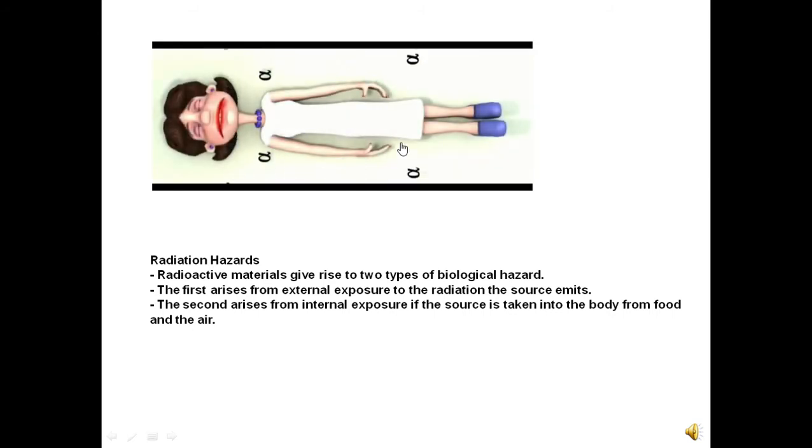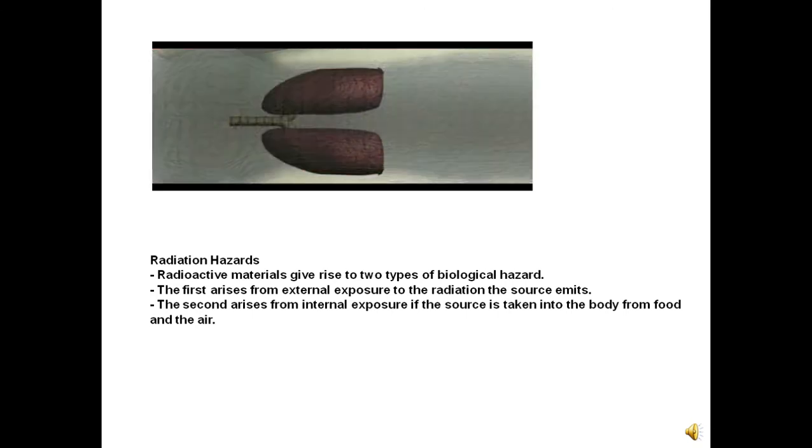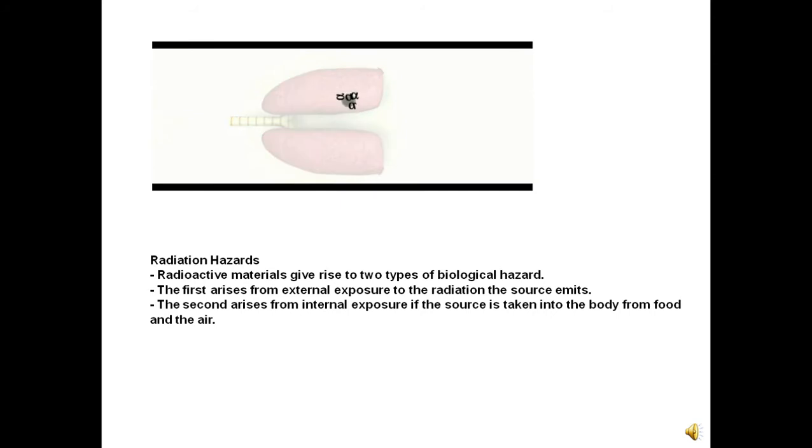There are two key terms that you need to be familiar with. One is contamination, where the source of the ionizing radiation is on or in something. So contaminated water would contain a source of ionizing radiation, whereas irradiation is simply being subject to that radiation.